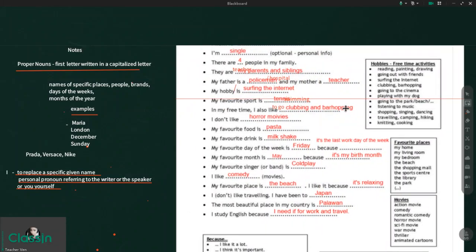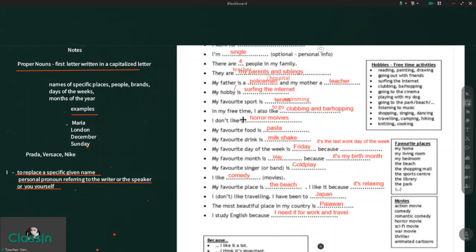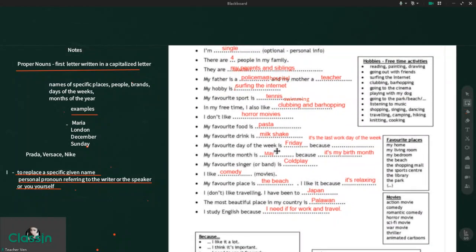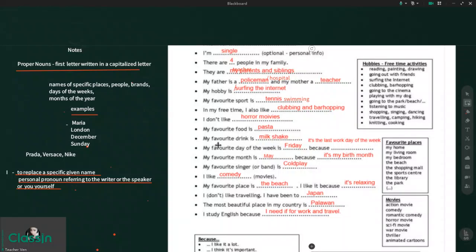Okay, that's what you can say. In my free time, I also like to go clubbing and bar hopping. Or you can just say, in my free time, I also like clubbing and bar hopping. Okay, so for the next one, for example, I don't like horror movies.